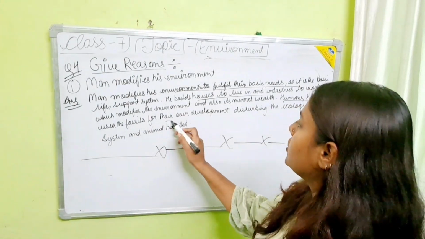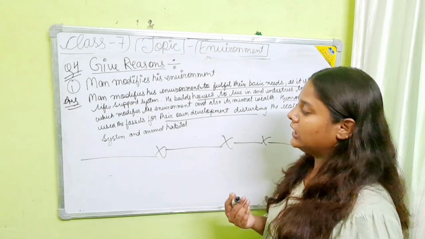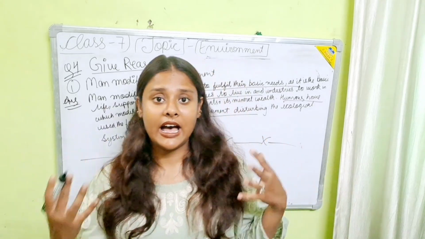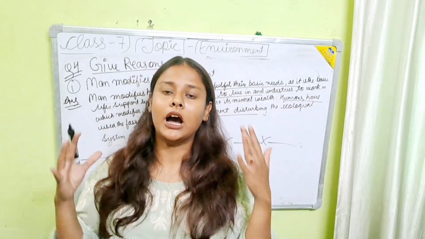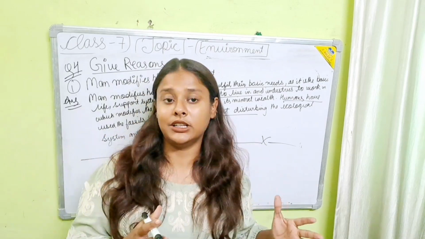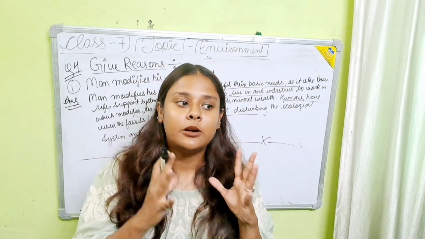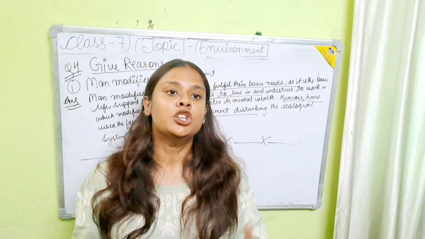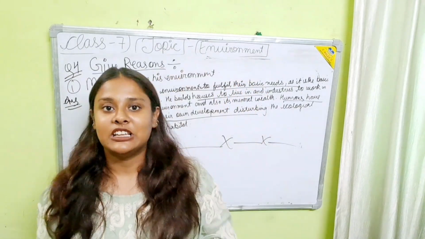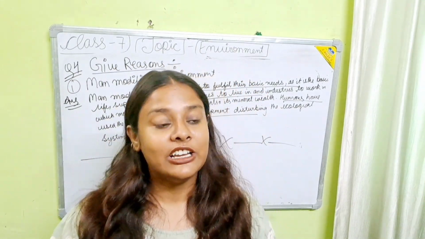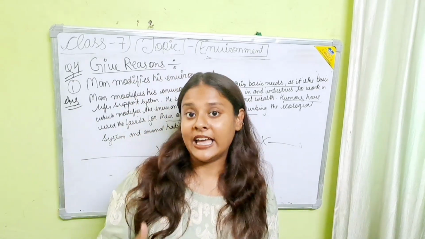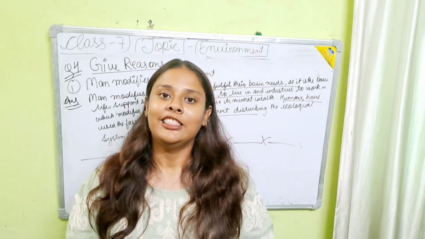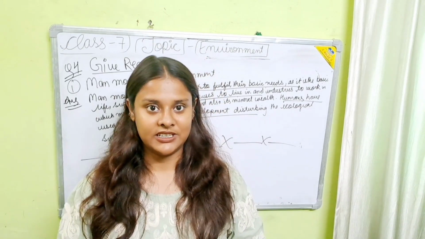Humans have used the fossils for their own development, disturbing the ecological system and animal habitat. As everything, the plants, the animals, the humans, all of them are dependent and interdependent on each other. And when humans start disturbing that environment, this disturbs the entire ecosystem. So that's all for our chapter named environment. In this chapter, we have studied what is environment, its components, its types, domains, everything we have discussed. I hope it is clear what is environment.